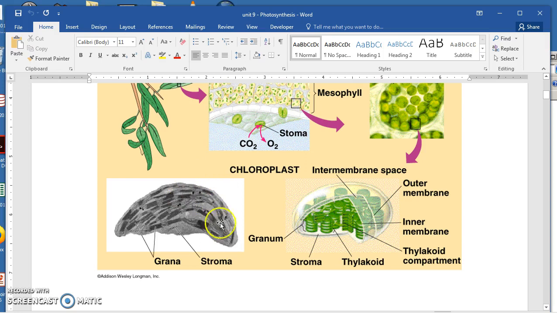Over here to the left, in this screen capture, we have a micrograph, an actual picture of a chloroplast, and you can see the grana, and it's a little bit difficult to tell. You almost have to use your imagination, but there are many thylakoids in a given granum, and of course the stroma would be the watery portion that bathes the grana.